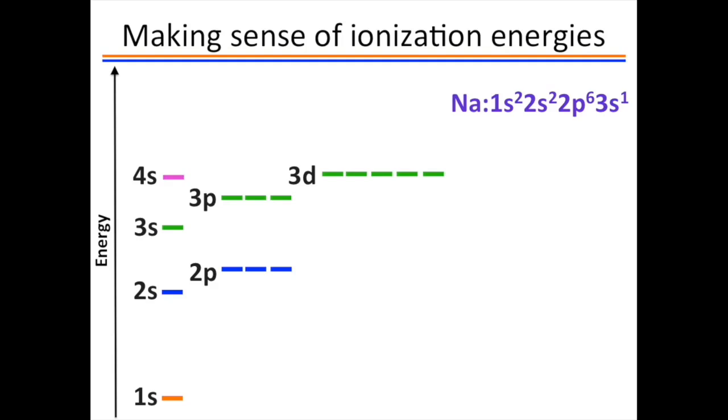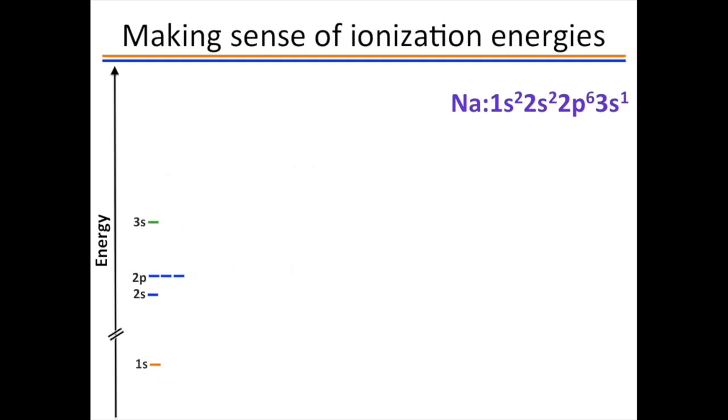For sodium, there are no electrons in the 3p, 3d, or 4s orbitals. We're going to shrink the orbitals that matter and put a double slash in the energy axis to indicate that there is a big break between the energy of the 1s orbital and the energy of the 2s orbital. Now we draw a line that corresponds to the energy of the free electron on the energy scale and put the sodium electrons into the orbital energy level diagram.